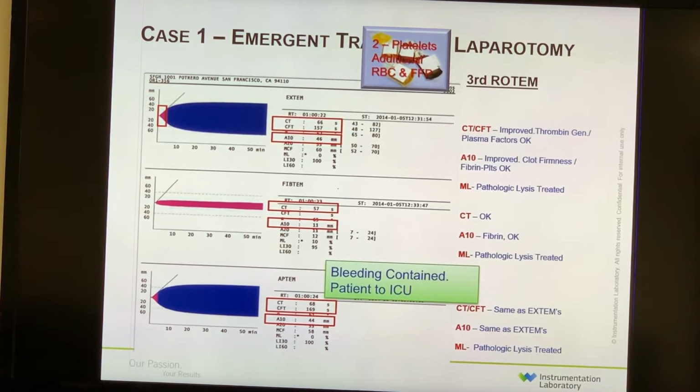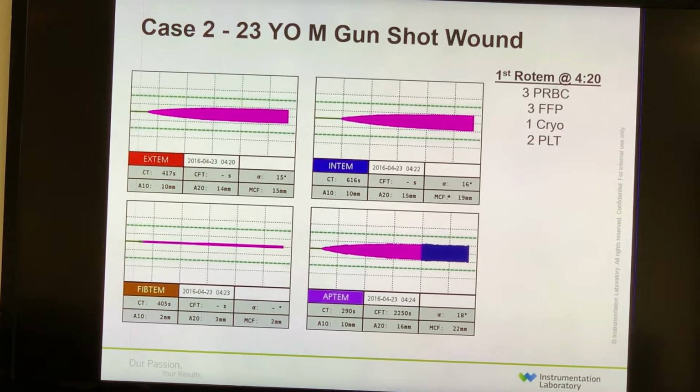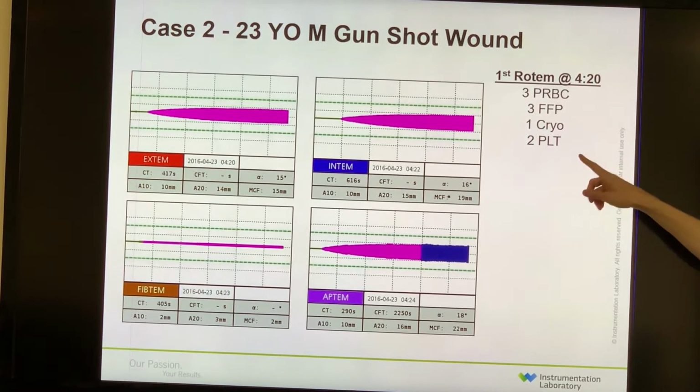So that was the last in this series. So here we have a gunshot wound victim, 4 in the morning, and this is after 3 rounds of 1-to-1. They did give a cryo, obviously a good source of fibrinogen, a couple of platelets. What do you guys see? Fish, bullet, or wine glass? Bullet, right? So we know it's a weak clot.